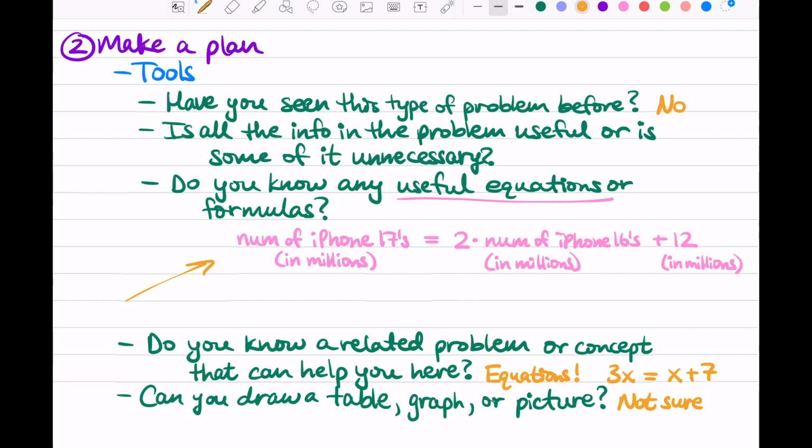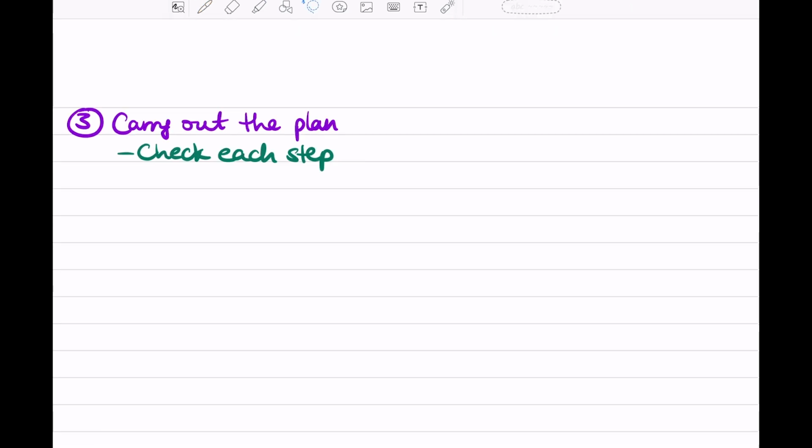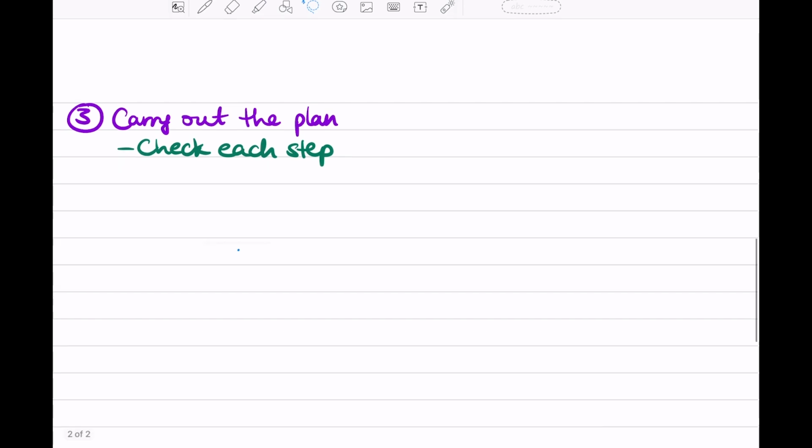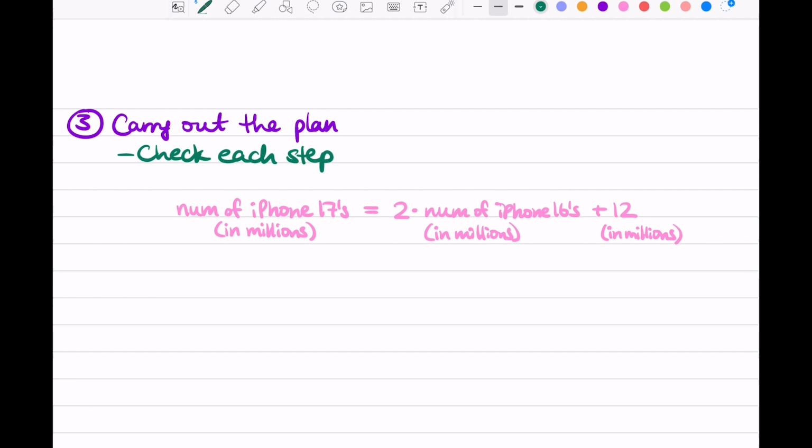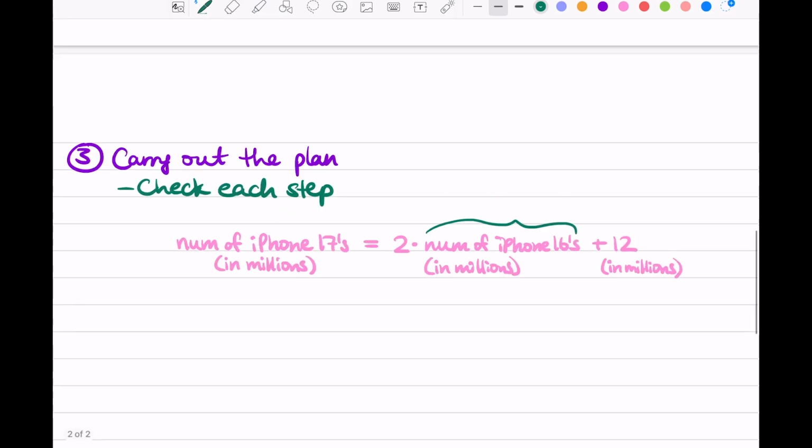The word problem tells us the number of iPhone 16s that were sold. So our plan is going to be to use this equation, fill in that information about the iPhone 16s, and get our answer. All right, that means we can move on to step 3, and we'll carry out the plan. Let's bring down that useful equation that we just made. So we need to find the number of iPhone 16s that were sold. We can go back to our word problem.